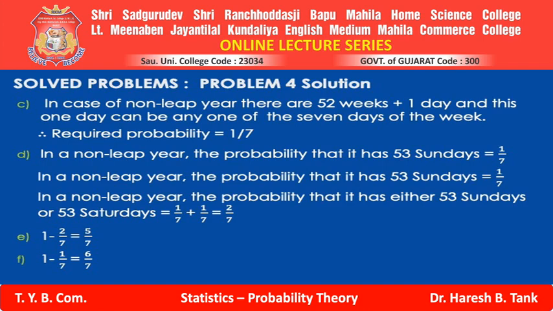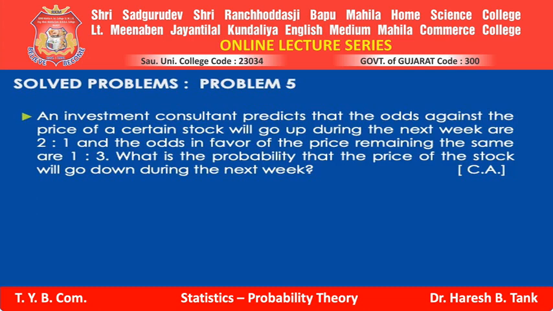Let us have one more example. An investment consultant predicts that the odds against the price of a certain stock will go up during the next week are 2 to 1, and the odds in favor of the price remaining the same are 1 to 3. What is the probability that the price of the stock will go down during the next week? Let us see it. These are practical examples.